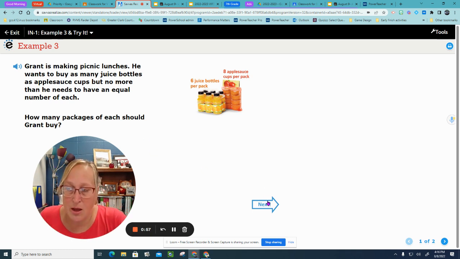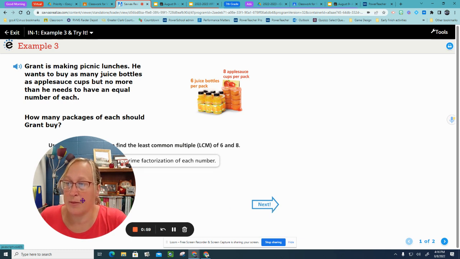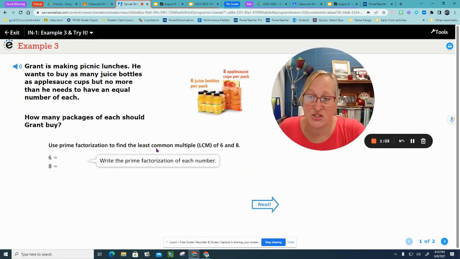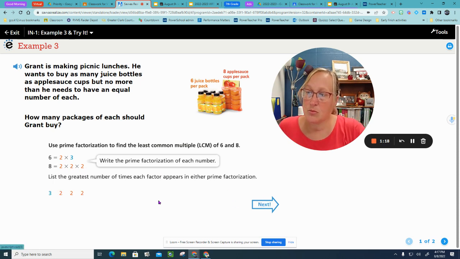So we need to find out how many packages that Grant should buy. In order to do this, you're going to use prime factorization to find the least common multiple of 6 and 8. So we're going to draw those little factor trees. Hit next. So 6 comes from 2 times 3, and 8 comes from 2 times 2 times 2. But then we need to find out the greatest number of times each factor appears in either prime factorization.